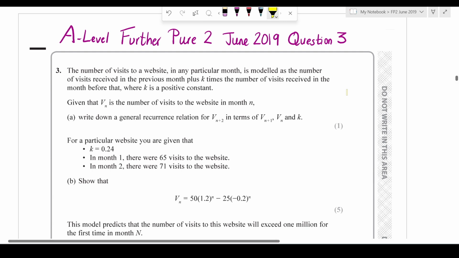Right, so let's have a look at question 3 now. Straight away it looks like a recurrence relation question because we've got the subscripts on the Vn's. So let's have a look at what we've actually got to answer.